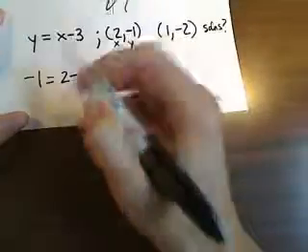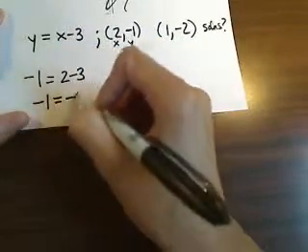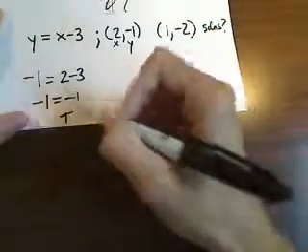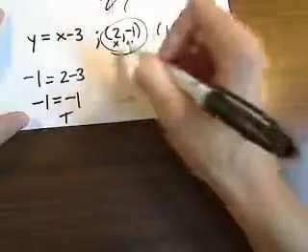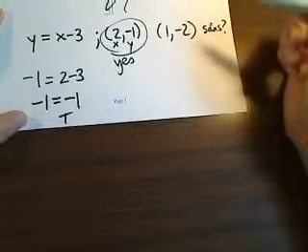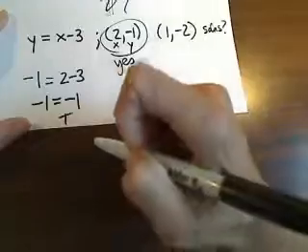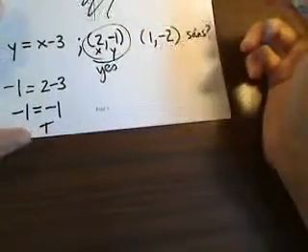So if we simplify this right-hand side here, then we get -1 equals -1. And that's a true statement. So the fact that that's a true statement tells us that yes, (2, -1) is a solution to y equals x minus 3. Okay. The next thing they're asking is, is (1, -2) a solution?